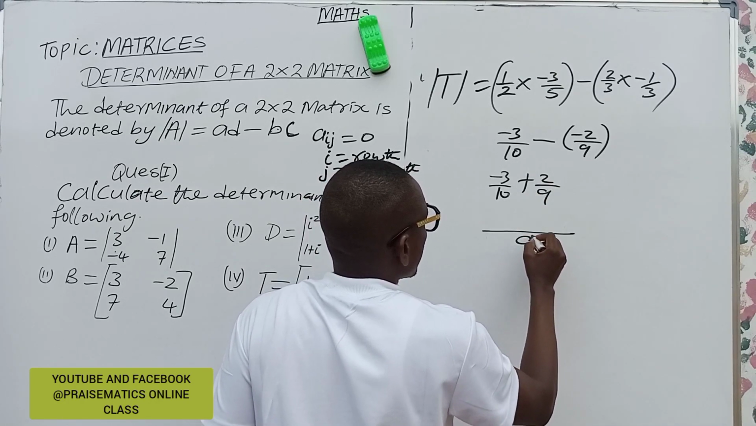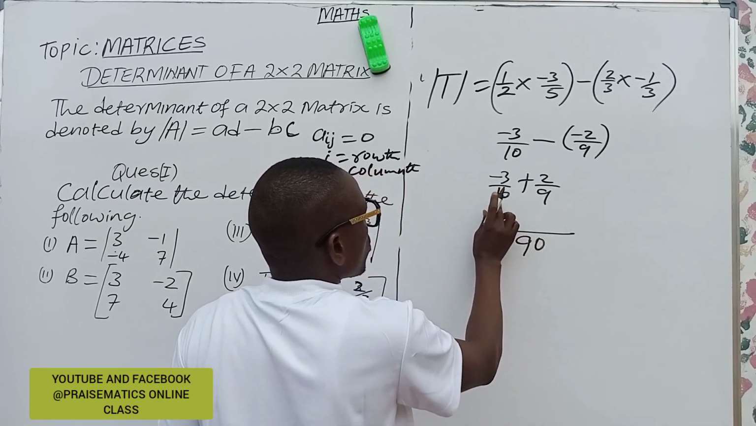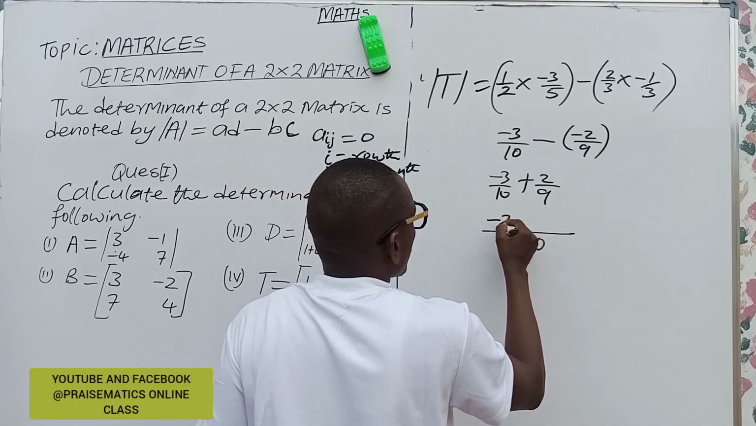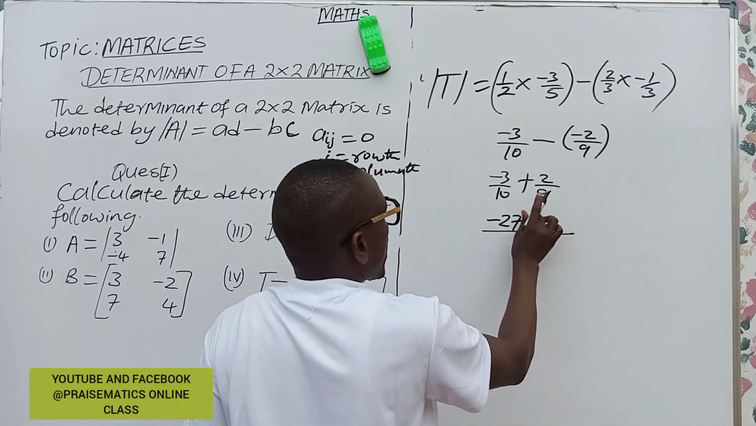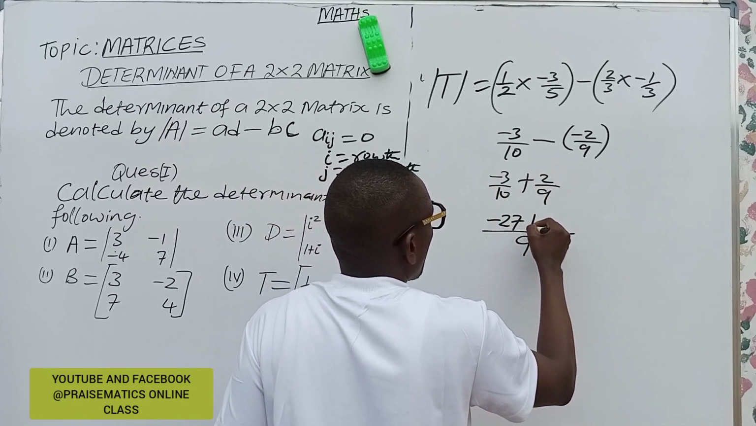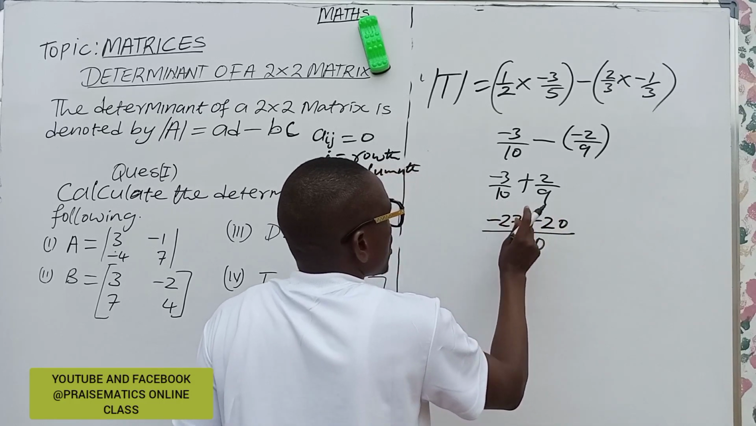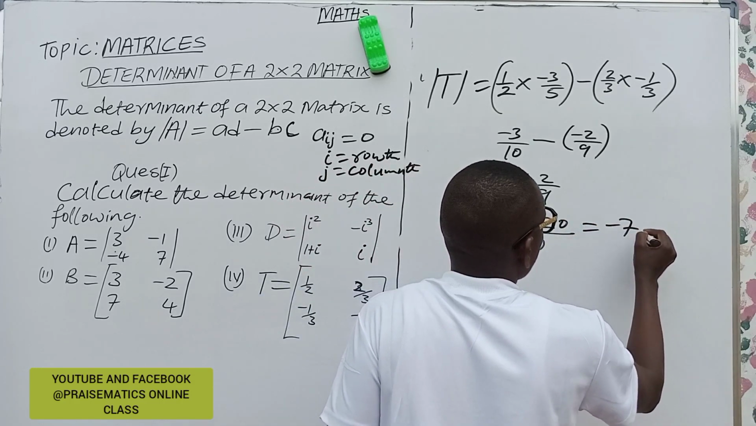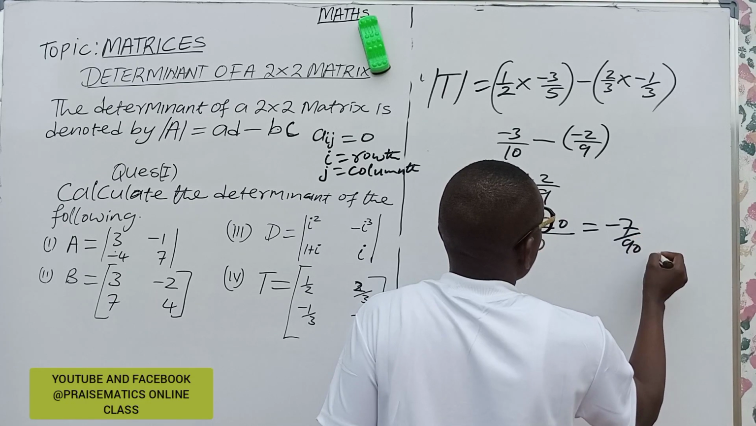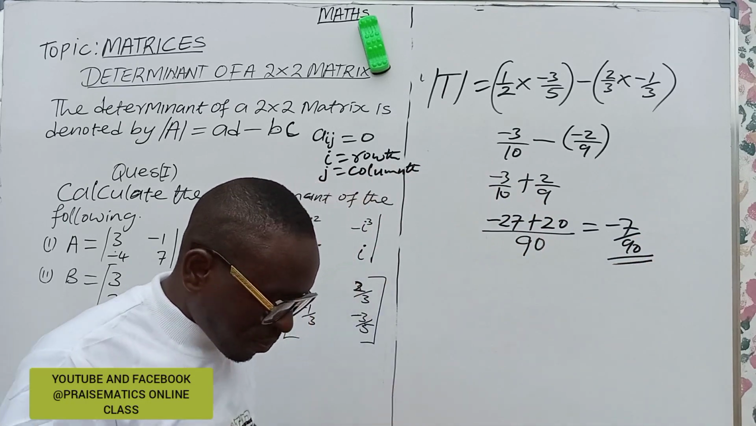What do we have? Find the LCM. LCM is 90. 90 goes into this 9, 9 times this will give us minus 27. 90 goes into this 10, 10 times 2 gives us plus 20. Now this plus this will give us minus 7 over 90. And that is our answer.